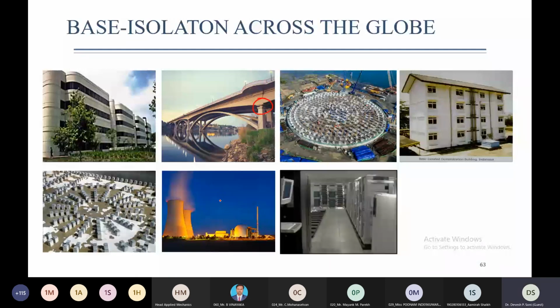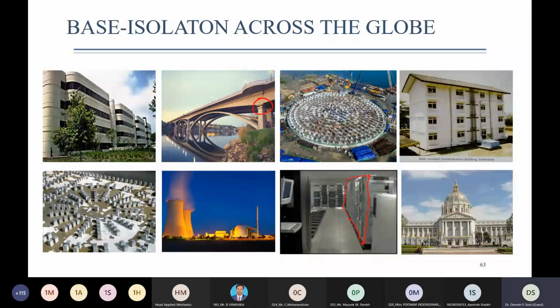Then base isolation is also used for protecting sensitive equipment. So in this figure, we can see one typical floor, and these are the sensitive equipment, and these sensitive equipment are placed on isolation bearings, right? Bearings are provided on one particular floor on which the equipment is mounted. So isolation can also be used for protecting secondary equipment. And the last example shows that isolation is also used for retrofitting of structures. These are all newly constructed facilities, but base isolation can also be used as one of the retrofitting options.